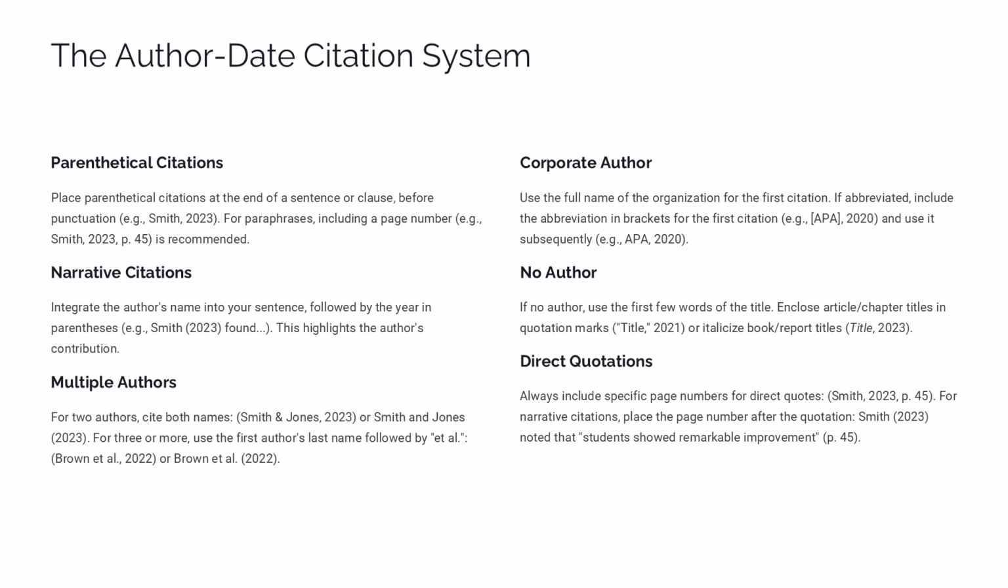Direct quotations require page numbers in addition to author and year information. For parenthetical citations with quotes, include the page number after the year. (Smith, 2023, p. 45). For narrative citations, place the page number after the quotation. Smith (2023) noted that students showed remarkable improvement (p. 45). When citing specific information that isn't a direct quote but comes from a particular page or section, include page numbers to help readers locate the information. (Smith, 2023, p. 67), or Smith (2023) reported significant findings (p. 67). This practice demonstrates precision and helps readers verify your use of sources.